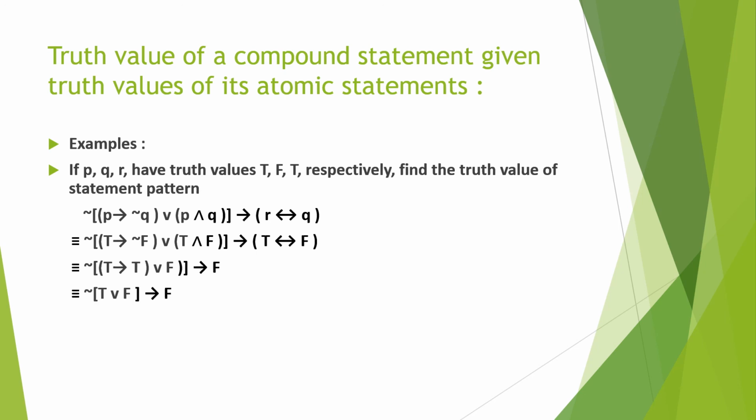Now first round bracket is T implies T, that is T, or F implies F. So now here the square bracket is T or F, so it is T. So next simplification is negation T implies F, and the next simplification is F implies F, that is true. So truth value of the statement pattern here is T.